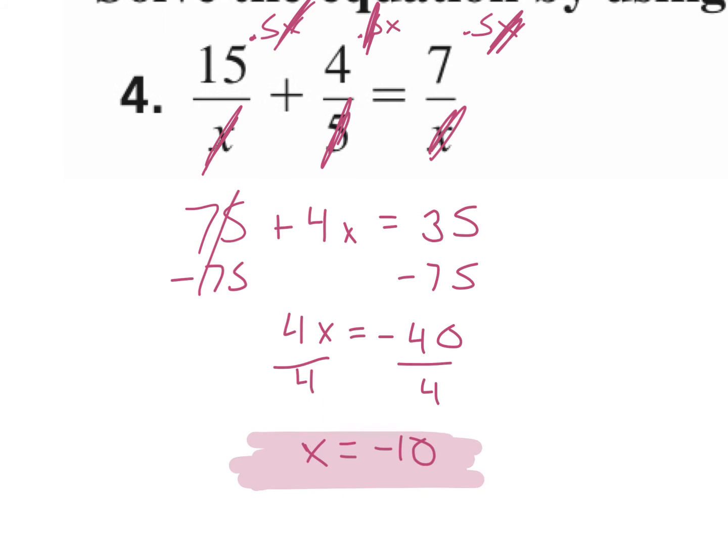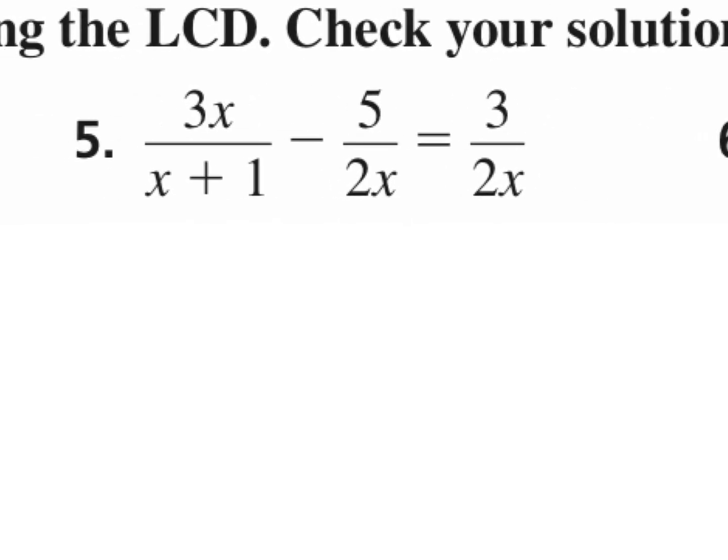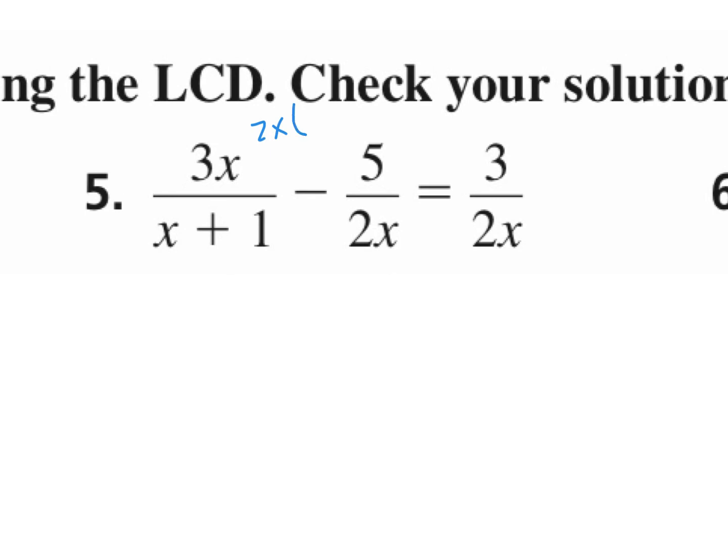For all of these, and for any time you solve for x, if you ever want to check your work, you can just plug it back into your x's in the equation and solve, and it'll make sense. So you can always check your work for these. What do we have to multiply by every term to get our denominators to cancel? x plus 1 and 2x. So we can say 2x times x plus 1, 2x times x plus 1 and 2x times x plus 1.